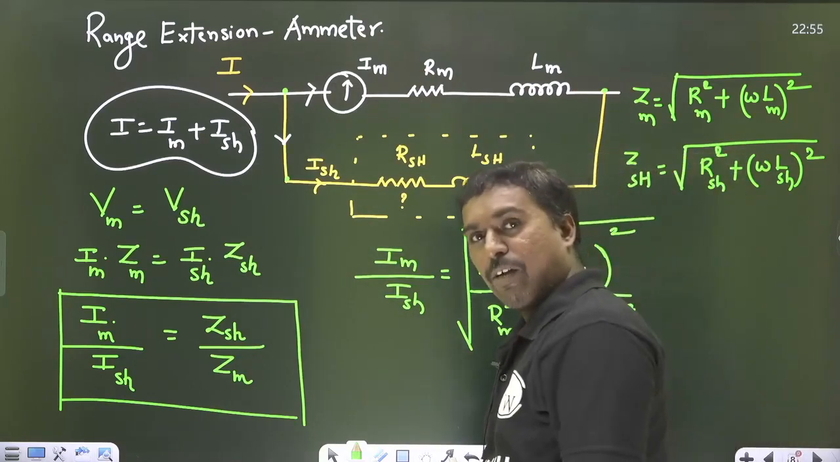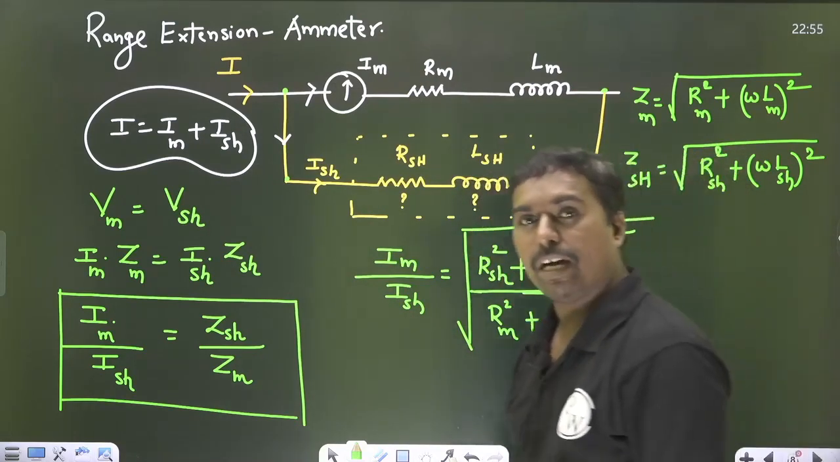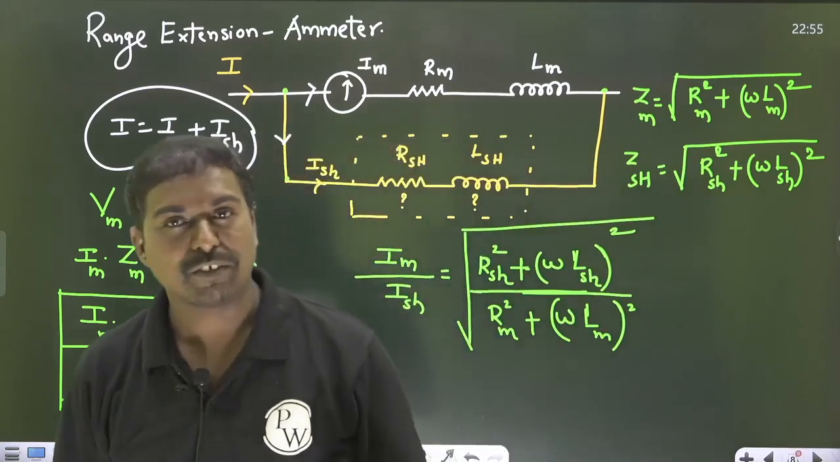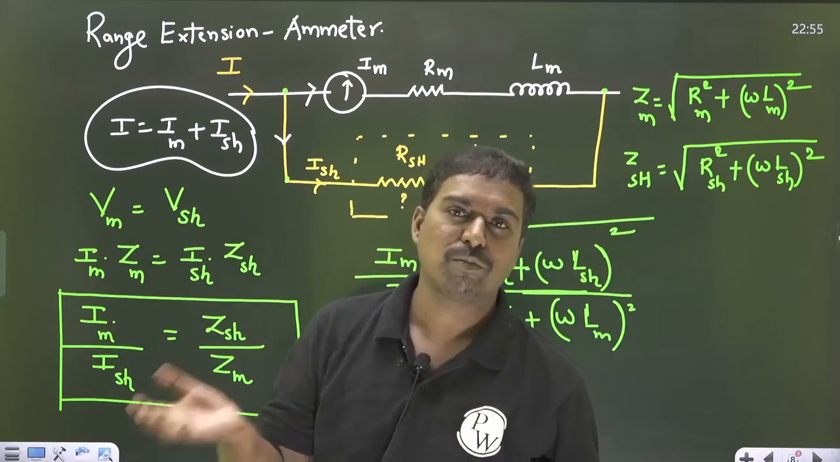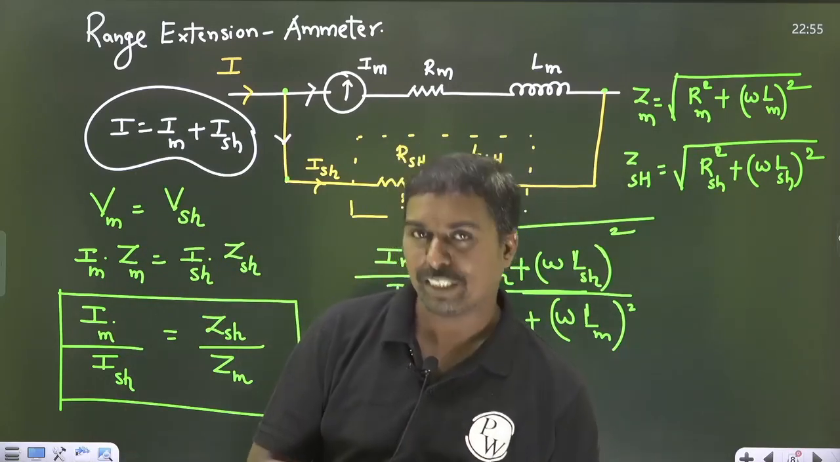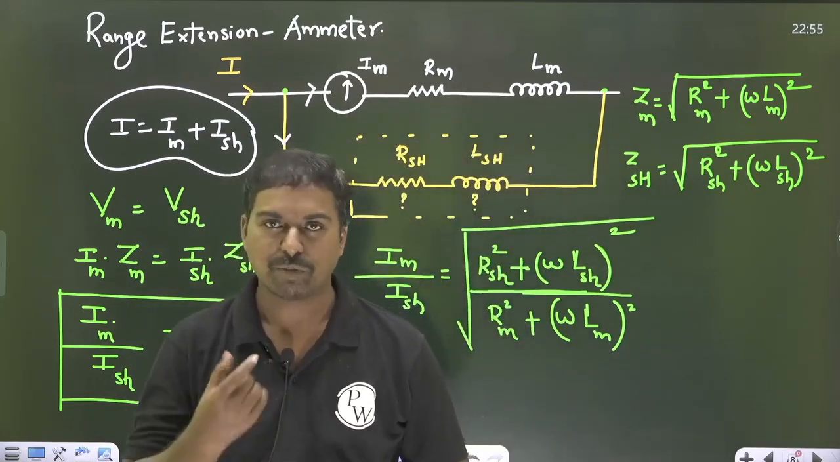You understand? And what is the advantage of this? At a given omega, if we want to make it independent of frequency, choose a shunt element whose parameters match the parameters of the meter. But practically it's not possible. That's why there is an error.